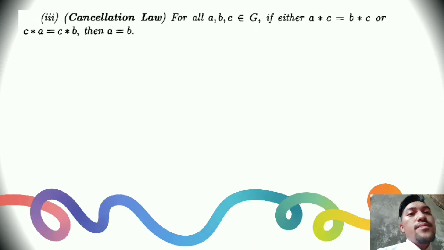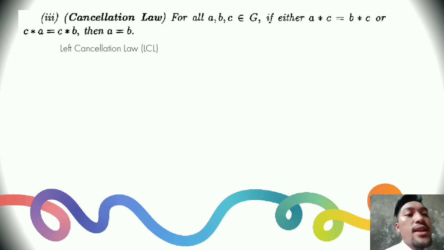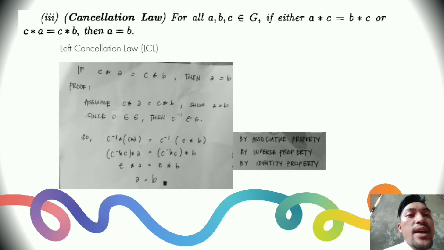For the cancellation law: for all A, B, C that are elements of G, if either A star C equals B star C, or C star A equals C star B, then A equals B. In this case, we're going to use the left cancellation law. So we have two different types of cancellation law, and that would be the left cancellation law and the right cancellation law.